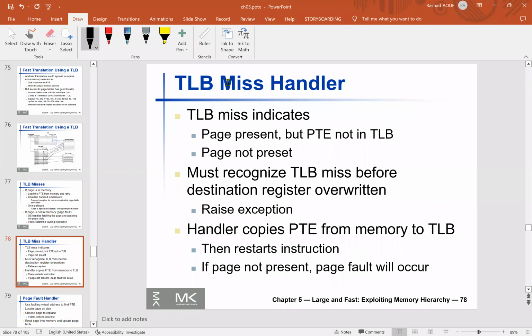TLB miss, what does it mean? A TLB miss is when we go and find it empty, so we go to the memory to find the address and we couldn't find it. We call that a miss. The PTE, if you look at the papers I sent you, the notes on the last page, the PTE is the page table entry.